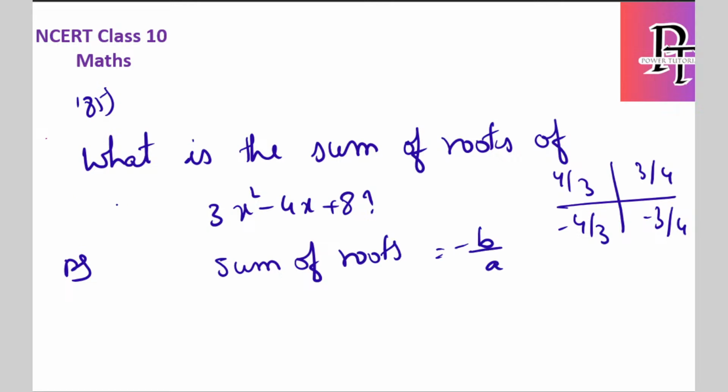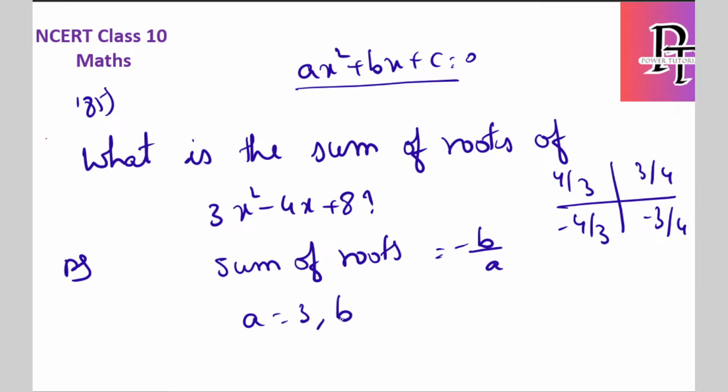So you have to compare this with the standard quadratic equation, which is ax square plus bx plus c equal to 0. From here, if I compare, I get a value as 3, b value as minus 4 and c value as 8. So minus b by a becomes minus of minus 4 by 3, which is 4 by 3. So the first option is the answer.